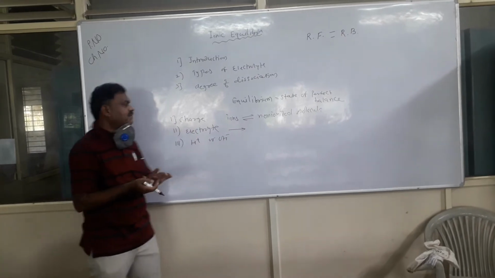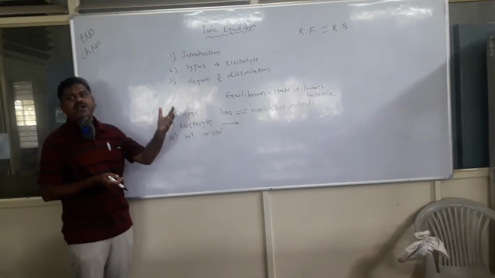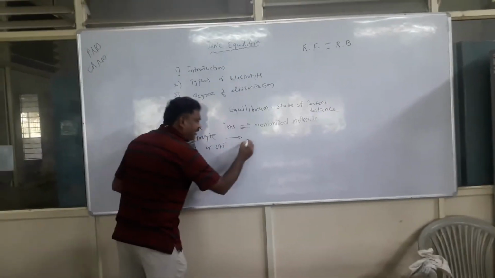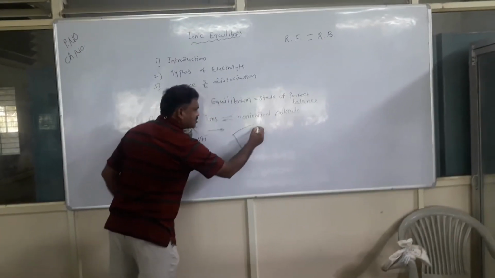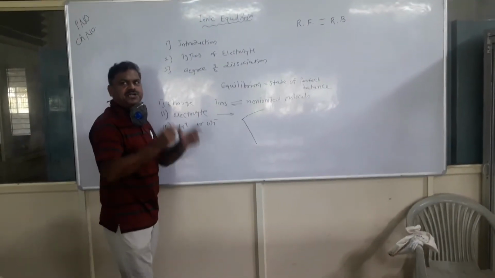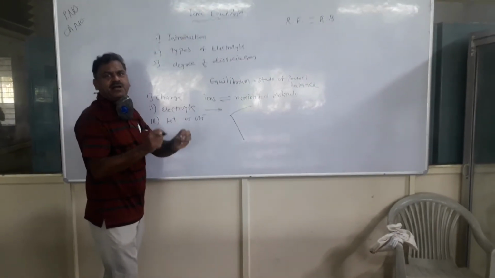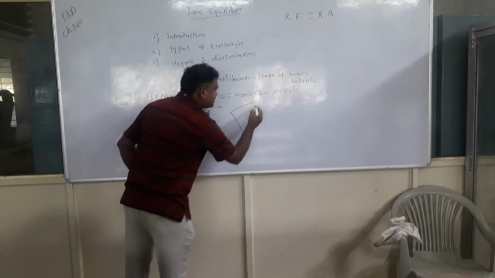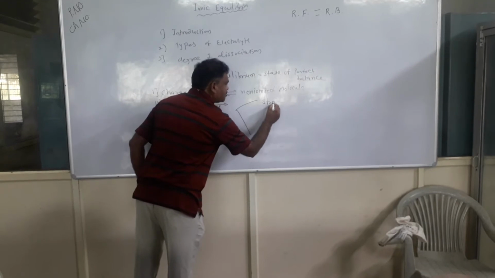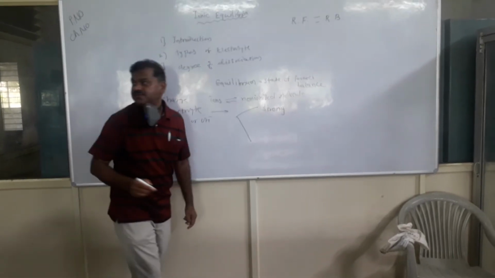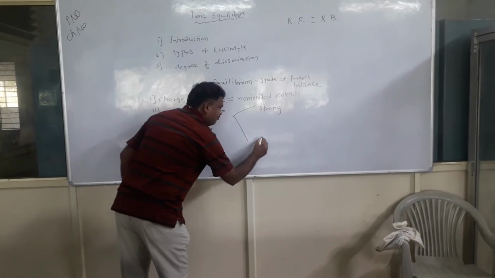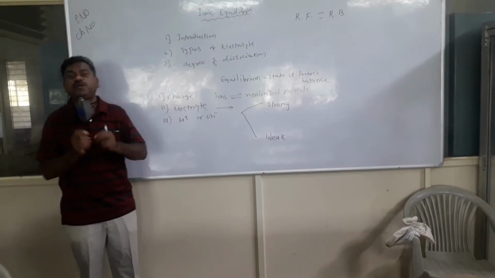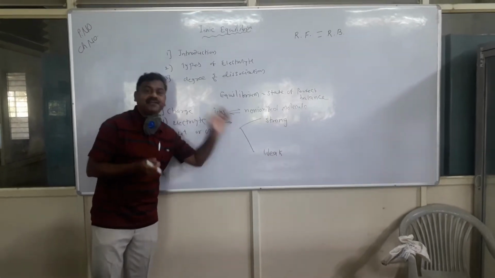Now firstly, the electrolyte: what are the types of electrolyte? The electrolyte has two types, depending upon the extent of ionization. The first type is the strong electrolyte. The second one is the weak electrolyte. These are the two main types of electrolyte.